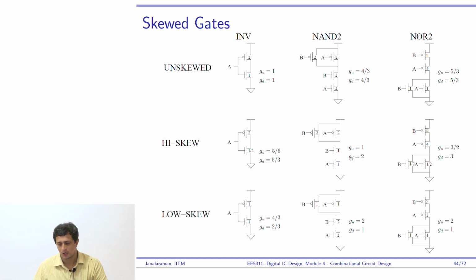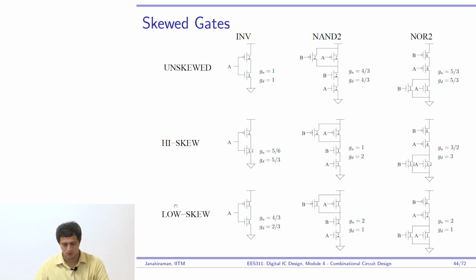For the NAND gate, the logical effort for pull up is 1 and for pull down 2. Now remember, it's not that this should be above 1 or below 1. You have to compare this 1 and 2 with respect to 4 by 3. The pull-up logical effort has become 1 as opposed to 4 by 3, and the pull-down logical effort has become 2 as opposed to 4 by 3. Similarly here, with regard to 5 by 3, the pull-up logical effort has become 3 by 2, that is 1.67 and 1.5, whereas the pull-down logical effort has become 3.